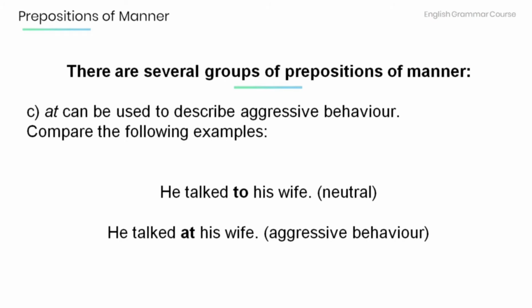C, at. At can be used to describe aggressive behavior. Now, compare the following examples. He talked to his wife. He talked at his wife. Note that the first sentence has a neutral behavior. And in the second sentence, the preposition of manner at describes an aggressive behavior.